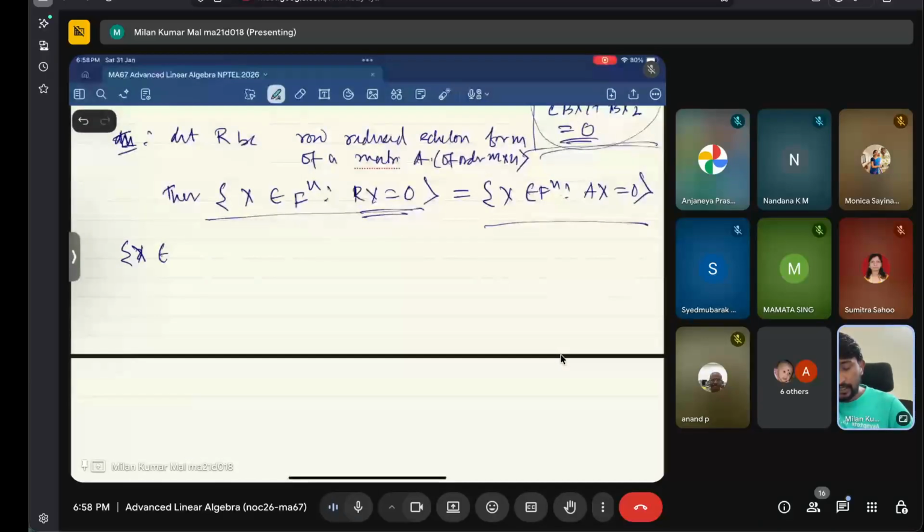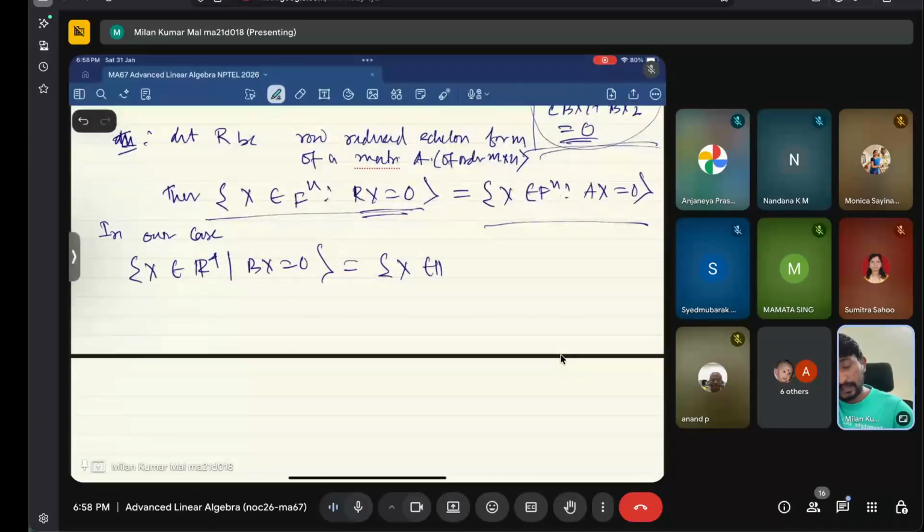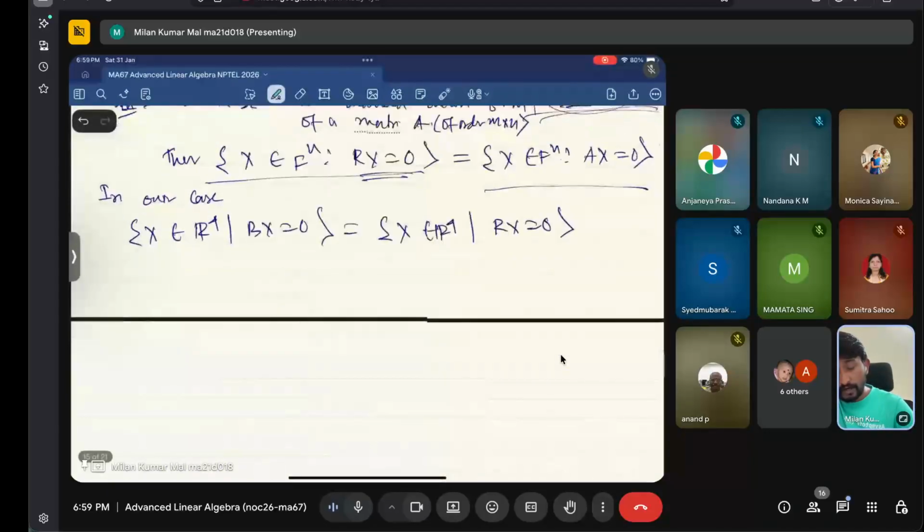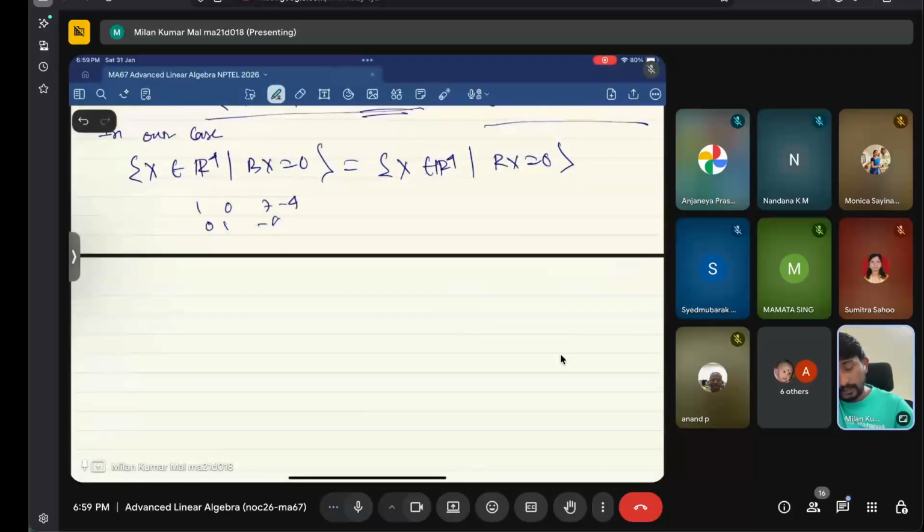So in our case, let me write it clearly. In our case, x belongs to R^4 such that Bx is equal to 0. This is exactly equal to x belongs to R^4 such that Rx is equal to 0. And recall what R was. Let me write R once again. R was 1 0 7 minus 4, 0 1 minus 9 8, 0 0 0 0, 0 0 0 0. This was the R. So let me write x1, x2, x3, x4. This is equal to 0 0 0 0.